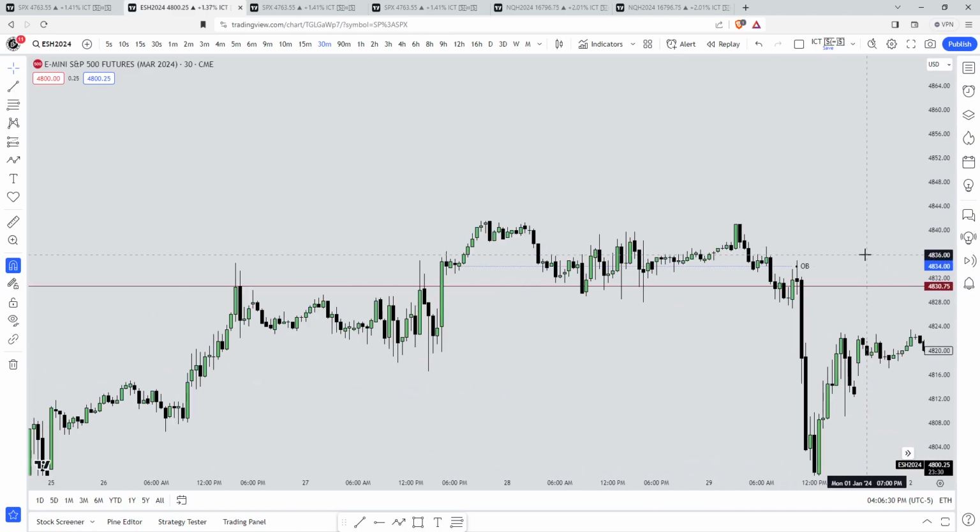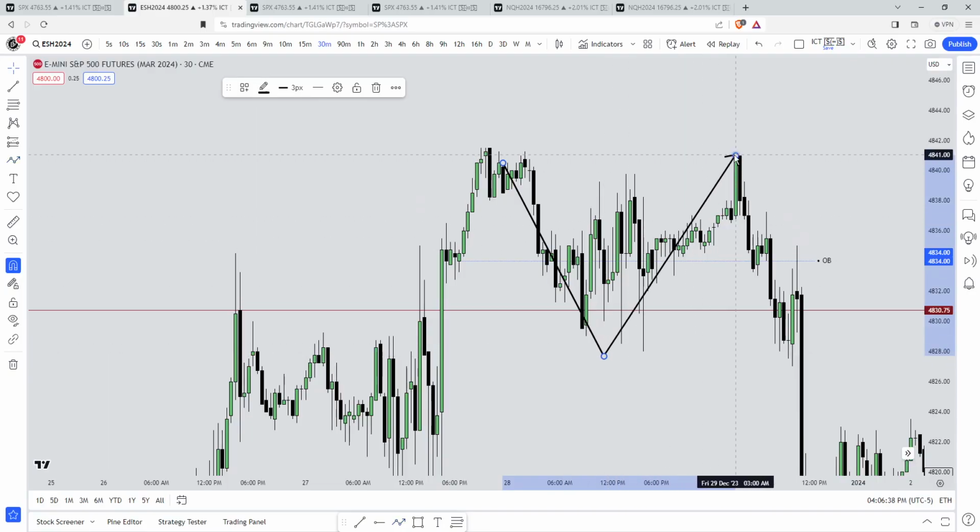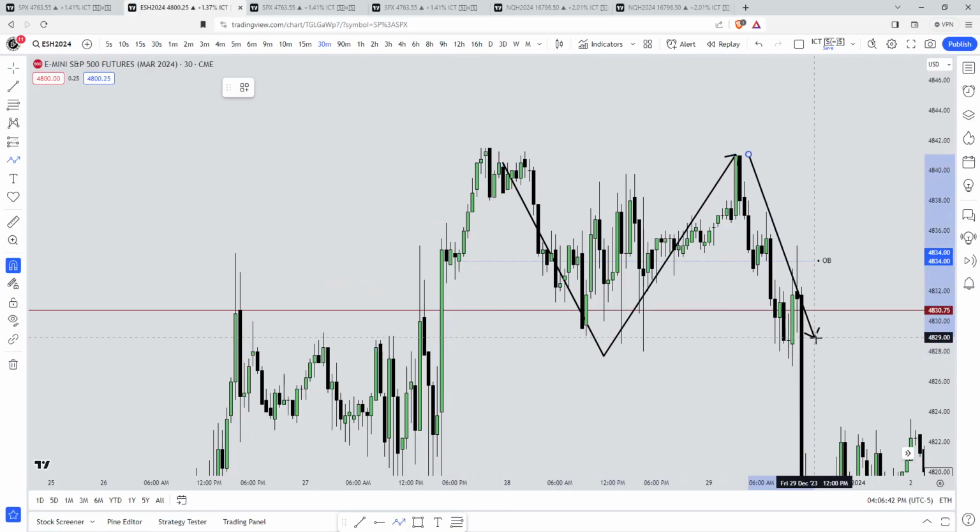So I want to get feedback that price is in a sell program. How do I get feedback that price is in a sell program? Once it creates this change in the state of delivery, price trades lower. When it trades back higher into the order block, does it expand lower, creating another change in the state of delivery? So this is a confirmation setup.